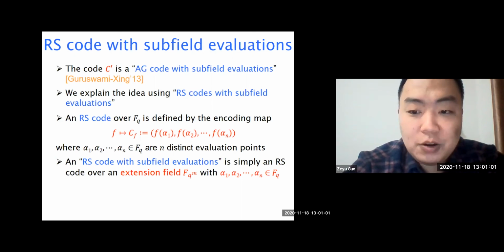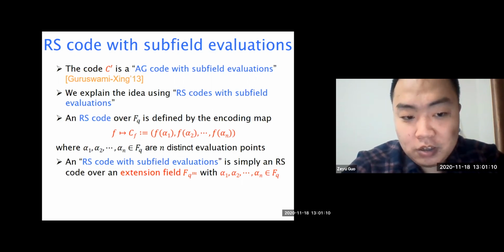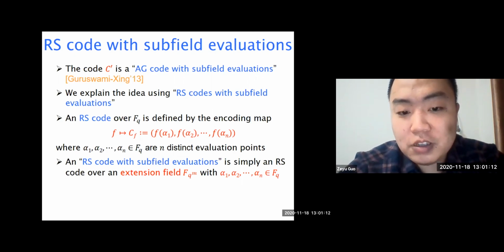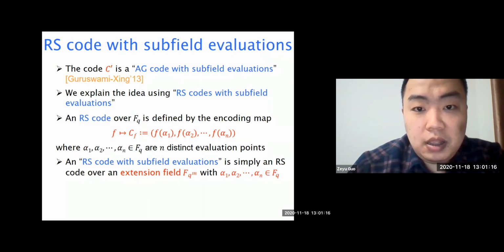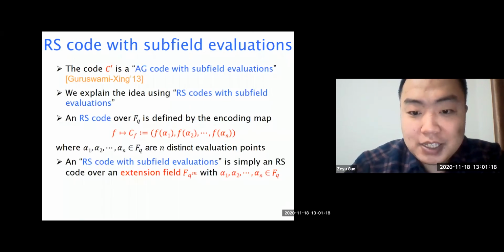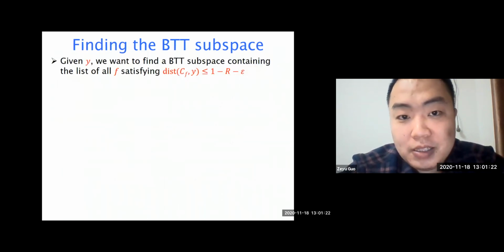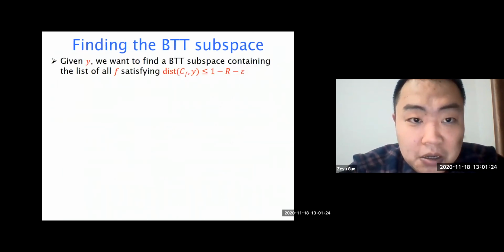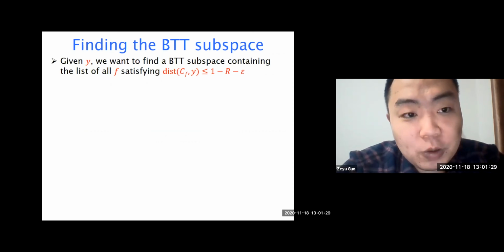So it's just a Reed-Solomon code defined over an extension field, but we still want the evaluation points to be from the base field Fq. So this is what we call a Reed-Solomon code with subfield evaluations. And for Reed-Solomon codes with subfield evaluations, we can show that the list is always contained in the BTT subspace. And here is how we find the BTT subspace given the received word y.